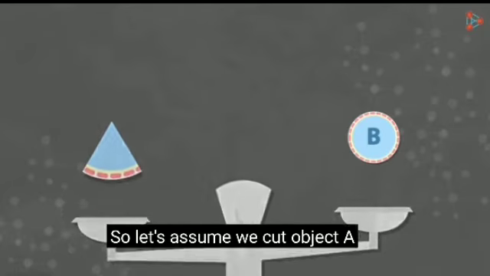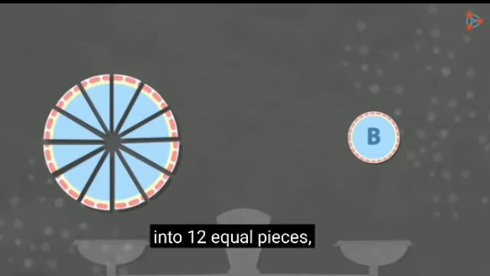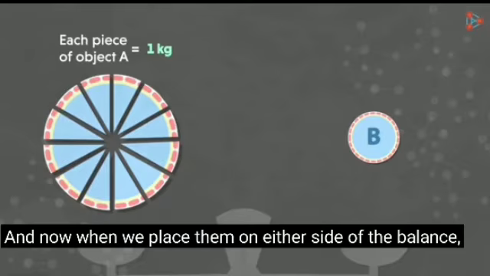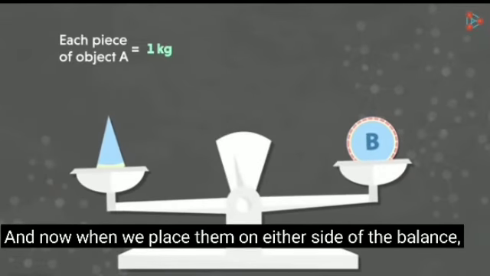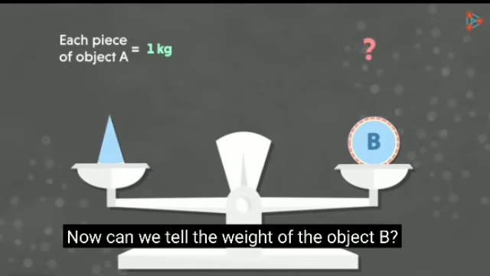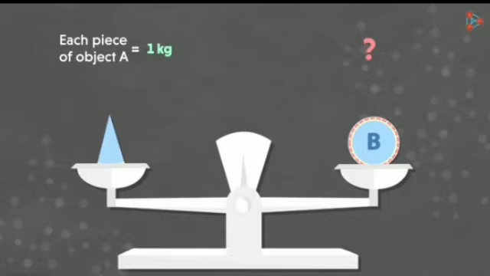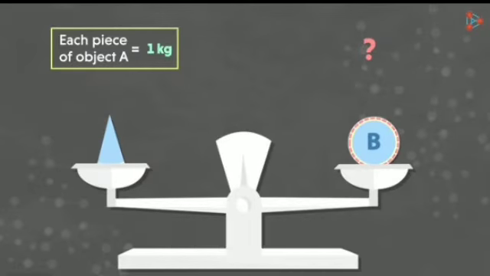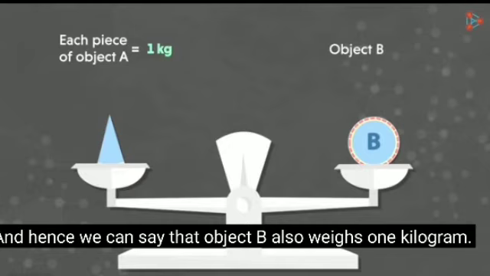So let's assume we cut object A now into 12 equal pieces, which means each piece weighs 1 kilogram. And now we place them either side of the balance. We see that it's in equilibrium, that is, both the sides are equal. Now we can tell the weight of object B. Yes, each piece of object A here is 1 kilogram, and hence we can say that object B also weighs 1 kilogram.